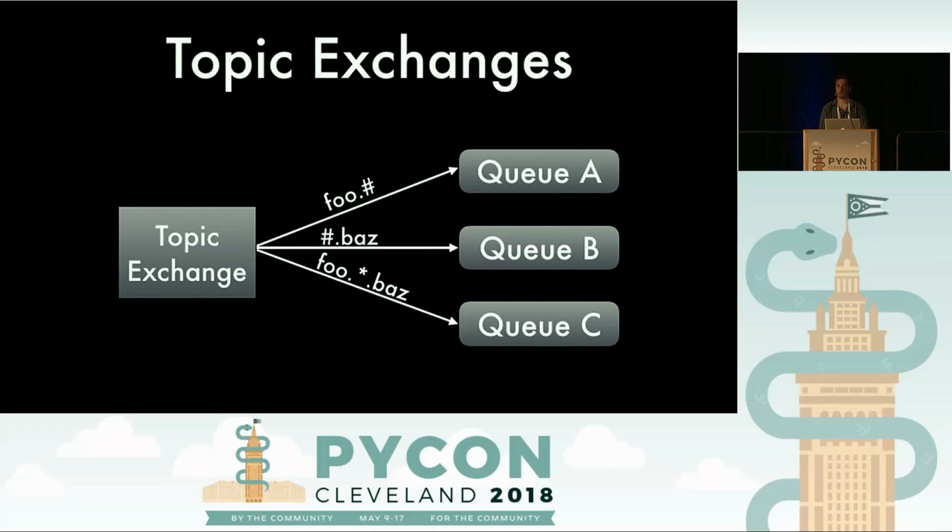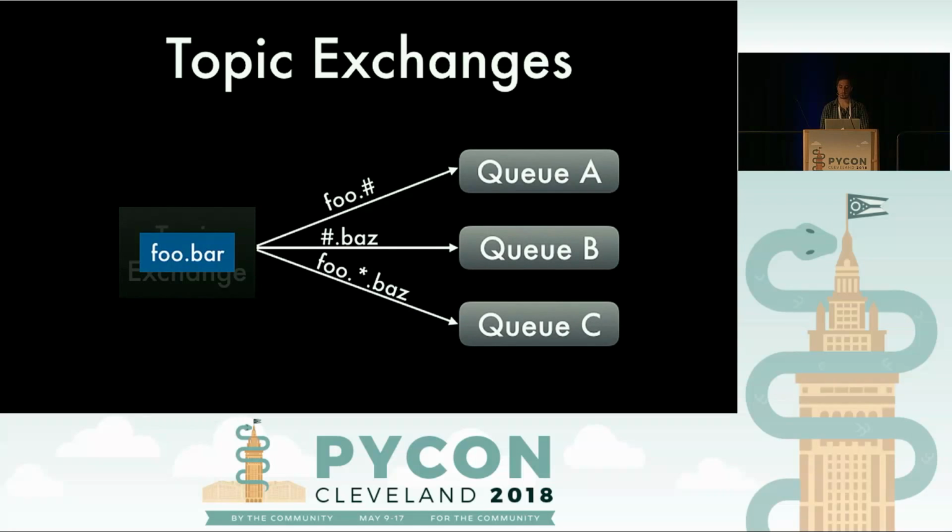QC is a little different. Since an asterisk can only substitute for exactly 1 word, this binding matches only 3-word routing keys that start with foo, have another word in the middle that's substituted by the asterisk, and end in baz. So let's look at some examples.